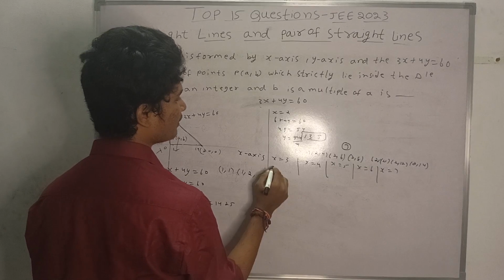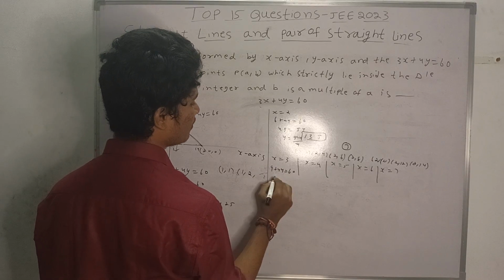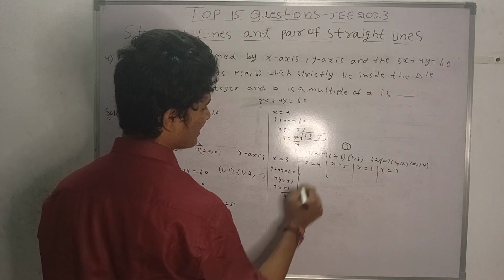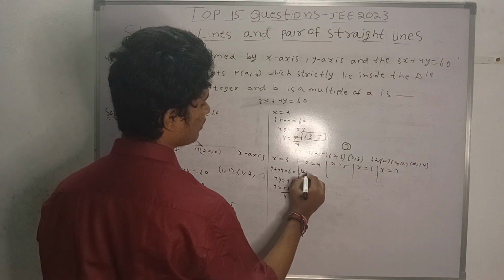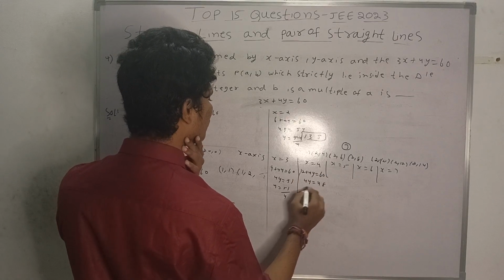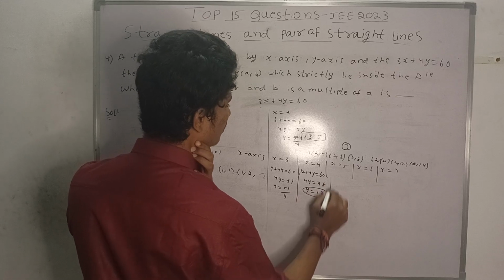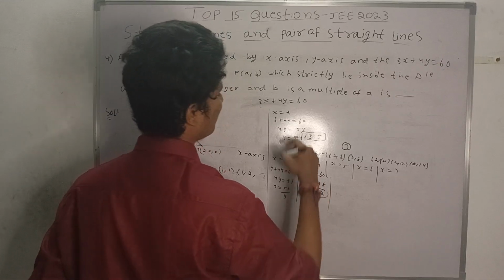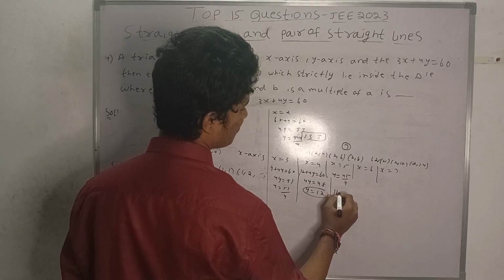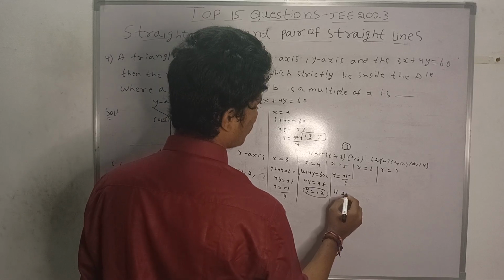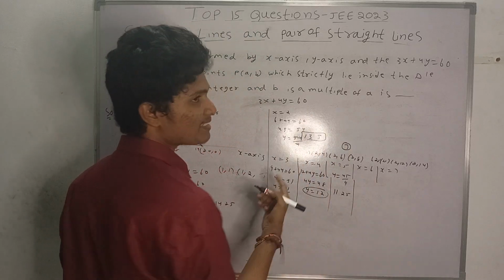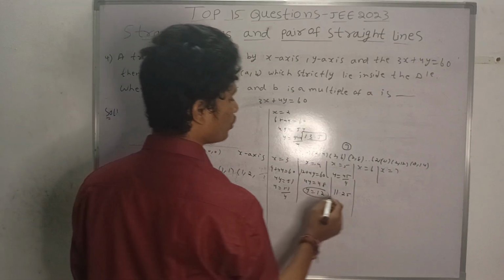So when x equals 3, that is 9 plus 4y equals 60, 4y equals 51, y equals 51 divided by 4. And when x equals 4, that is 12, 12 plus 4y equals 60, 4y equals 48, y equals 12. And when x equals 5, 5 times 3 is 15, that is 45, y equals 45 divided by 4, and it is 11.25.